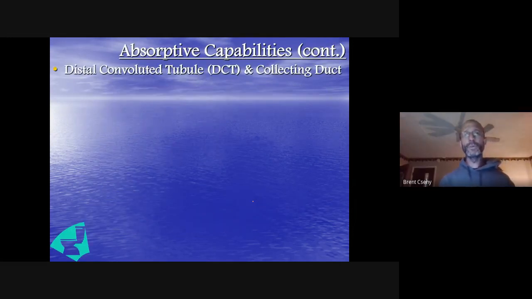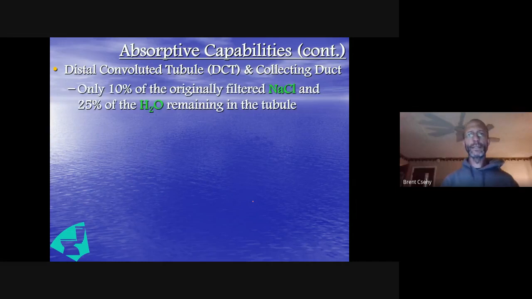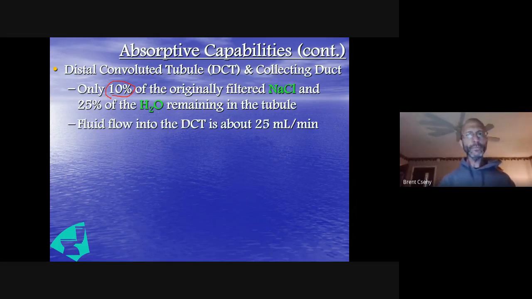And then the last two, the DCT and the collecting ducts. By the time it gets to the DCT, through the PCT and the loop of Henle, only 10% of the originally filtered stuff is there, NaCl and water. So very little is left over at this point. The flow started at 125, and now it's down to 25 mils per minute.